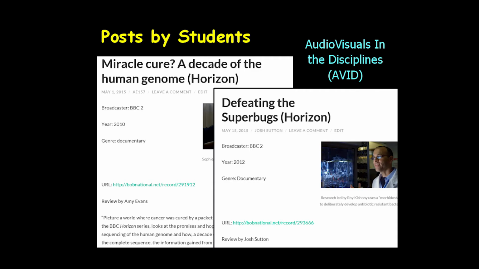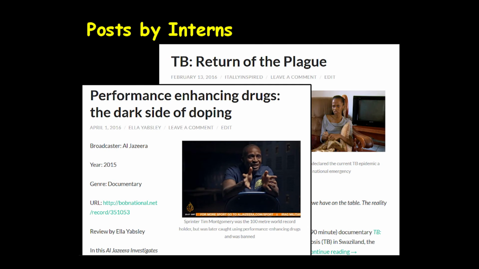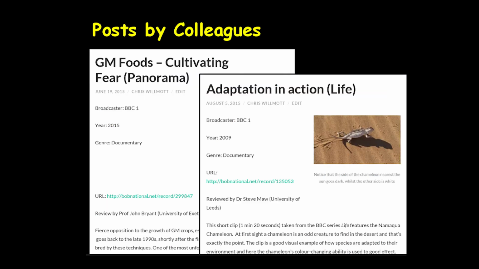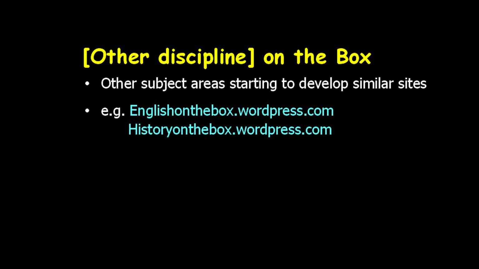There are posts produced by students, posts produced by graduates, and posts produced by colleagues. So one there at Exeter, one at Leeds. There are now other disciplines developing as well. So we've got English on the Box and History on the Box, and it's interesting to see the subtle nuances between what people pick out.